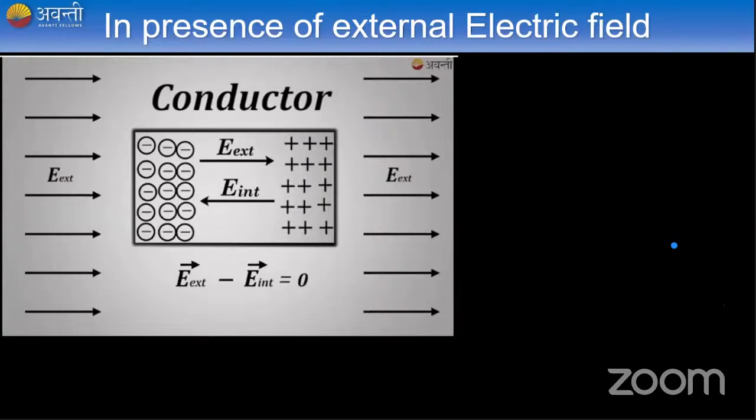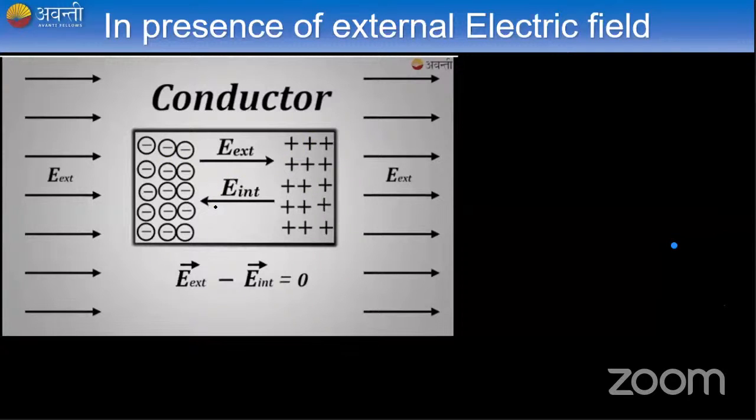So you remember this? I hope everyone remembers this. When a conductor is placed in the uniform electric field, what happens? There was induction of charges. The external electric field induced some charges. It pushed away all the positive charges to one end. All the negative charges were attracted.